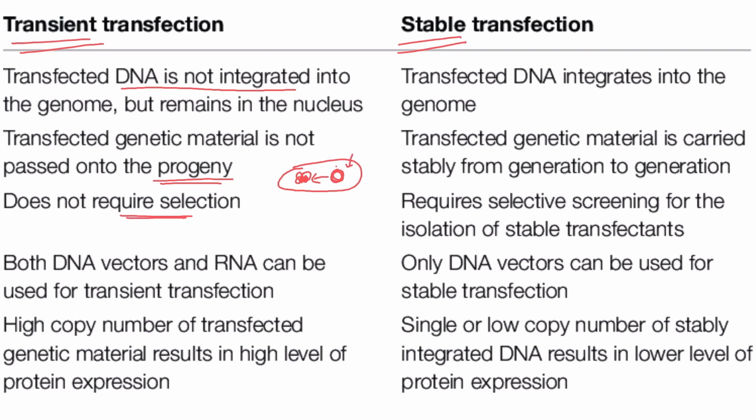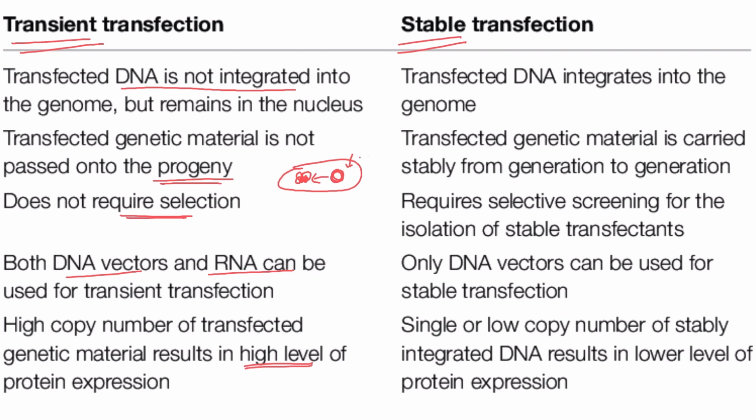We need not check whether it is getting integrated into the genome or not, it doesn't matter. Then both DNA vectors and RNA can be used for transient transfection. So DNA can be incorporated or RNA can be incorporated, anything can be incorporated. And high copy number of transfected genetic material results in high level of protein expression.